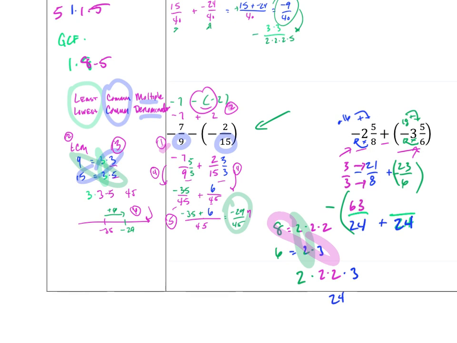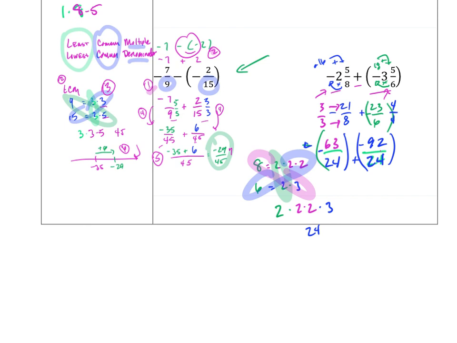Okay, so now what I got to do is figure out what this numerator is. So what do I multiply 6 times? Okay, so I'm going to take 6 times whatever's left over on the 8 when it has 2 as a common factor. There's 4 left over. So I got to multiply 6 times 4 to get 24. So I got to multiply the top times 4 also. 23 times 4 is going to be 92.